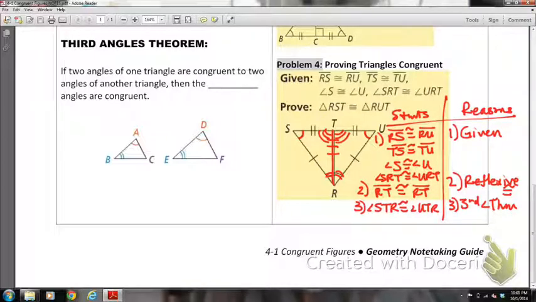So now we have all three sets of corresponding sides congruent, and all three sets of corresponding angles congruent. So we can make the statement that we're trying to prove: triangle RST is congruent to triangle RUT by the definition of congruent triangles.